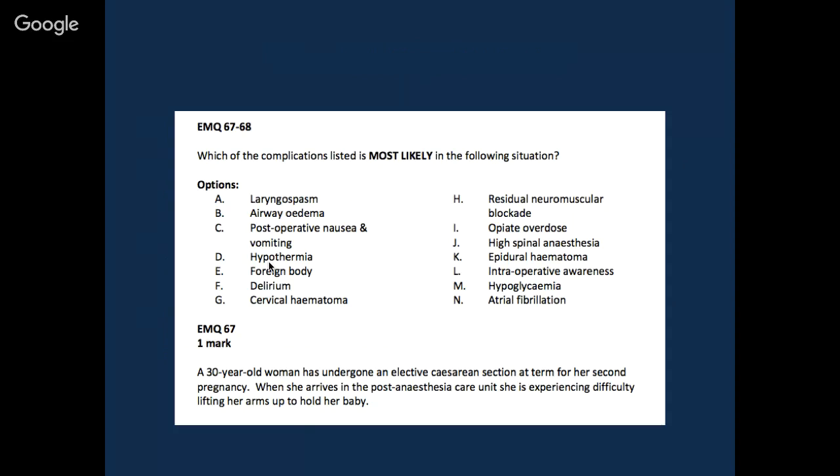Okay, this I don't understand why they put it in third-year exams. Cesarean sections are fourth year, but she's had an elective cesarean section, and she's having difficulty holding her arms up to lift her baby. Sorry? Someone's told you? Yep, the answer is a high spinal anesthesia. They went too high and paralyzed the arms as well. Why do you need to know this? I don't know. Just know it.